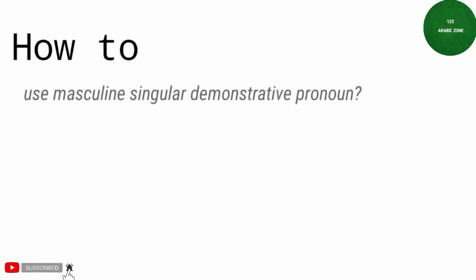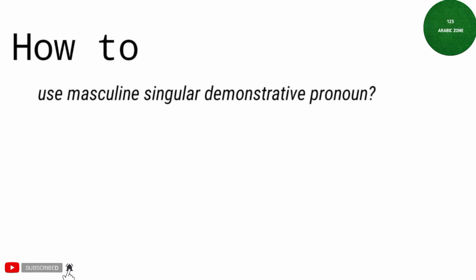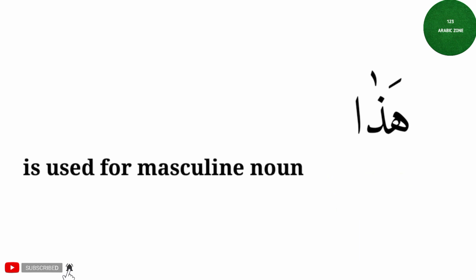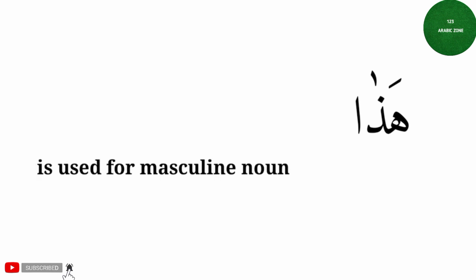How to use the masculine singular demonstrative pronouns and how to form questions. Are you ready? Let's start. هذا, which means this. Let's repeat. هذا, which means this. هذا is used for masculine nouns.